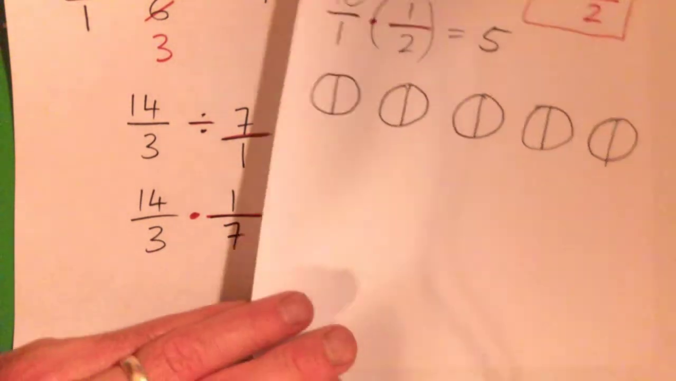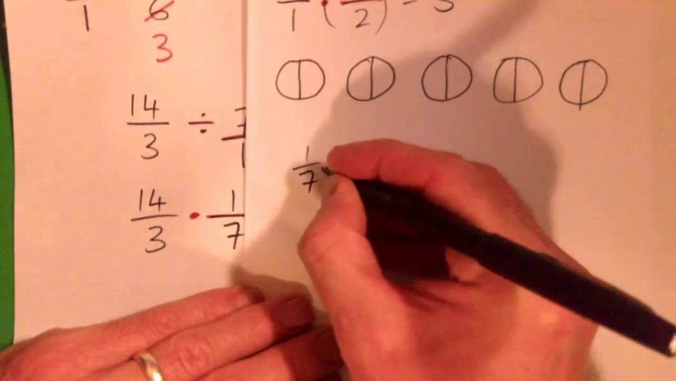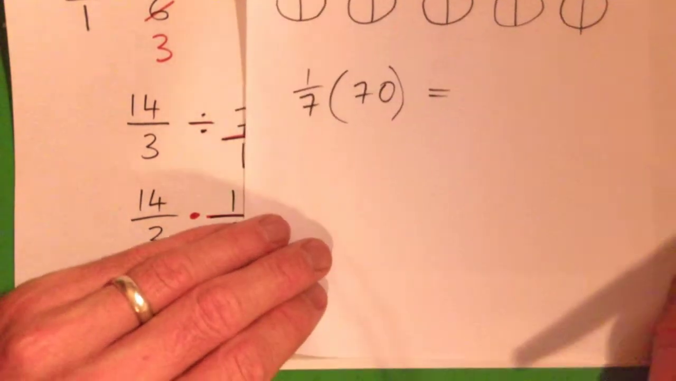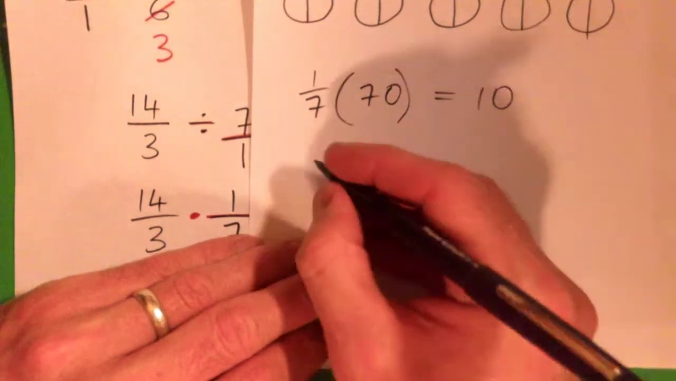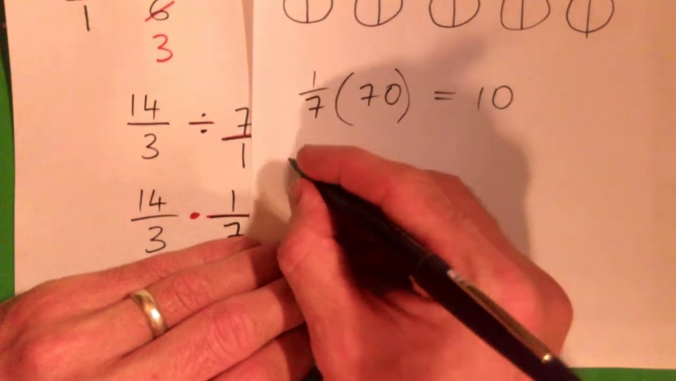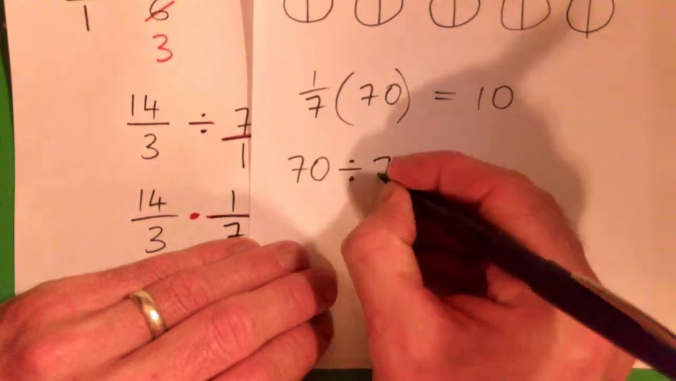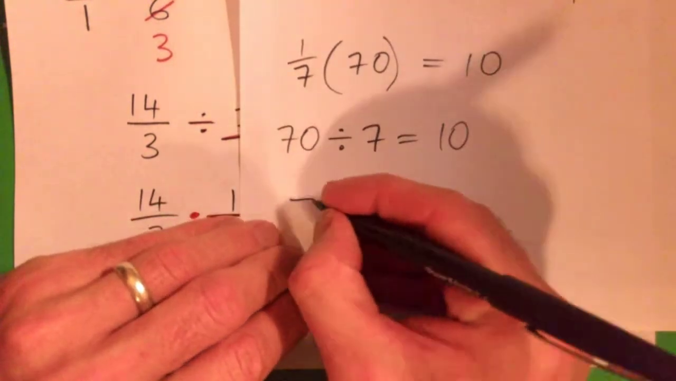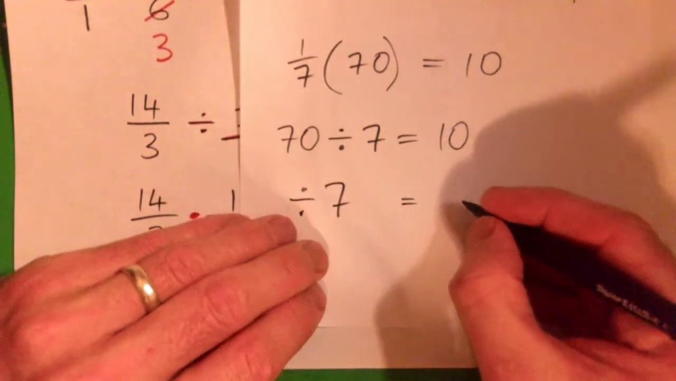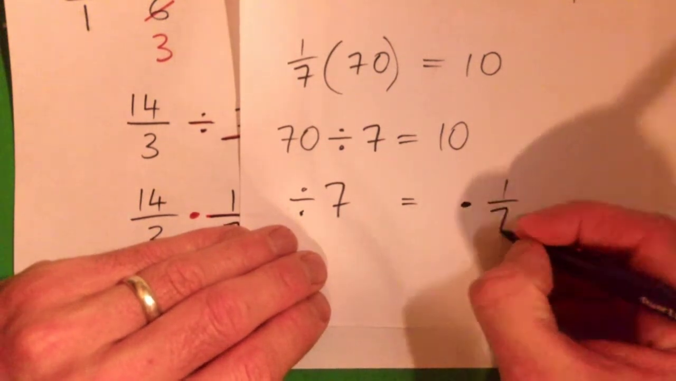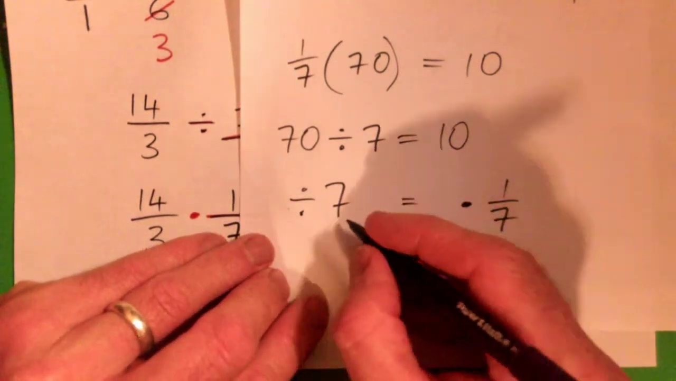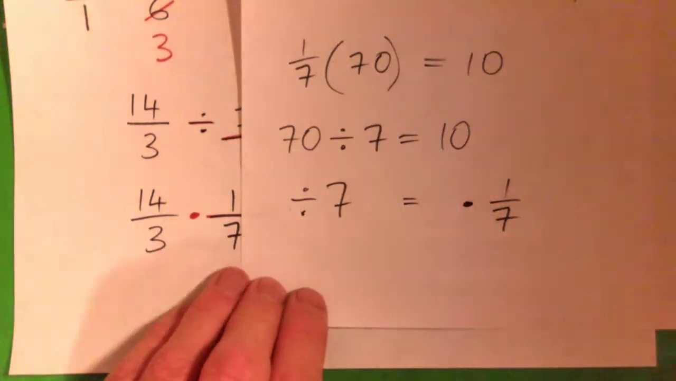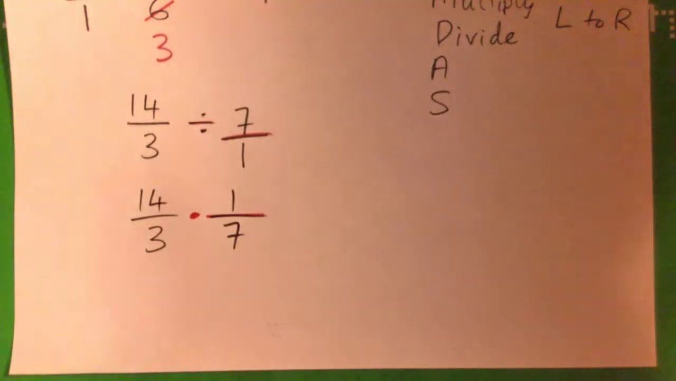Look at it this way. What's 1/7 of 70? 1/7 times 70 is what? 10. If you got a 7th of 70, what's 70 divided by 7? 10. So isn't dividing by 7 the same thing as multiplying by 1/7? If I divide by 7, that's the same thing as multiplying by 1/7. So there are some simple examples to try to understand that principle.